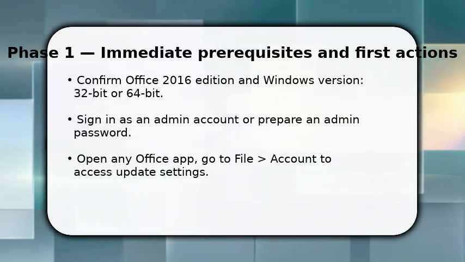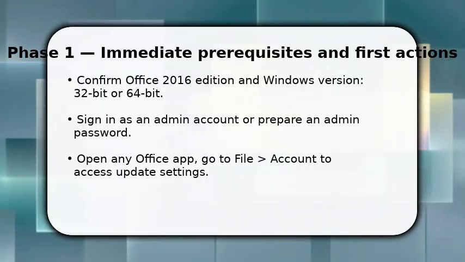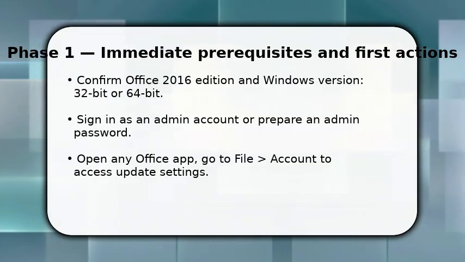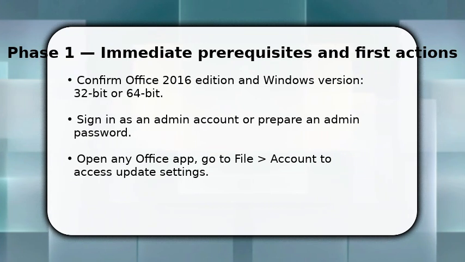Make sure you note the current build number for reference. This immediate check lets you see whether automatic updates are enabled versus disabled. If updates are already off, you still verify Office activation and admin rights before proceeding.